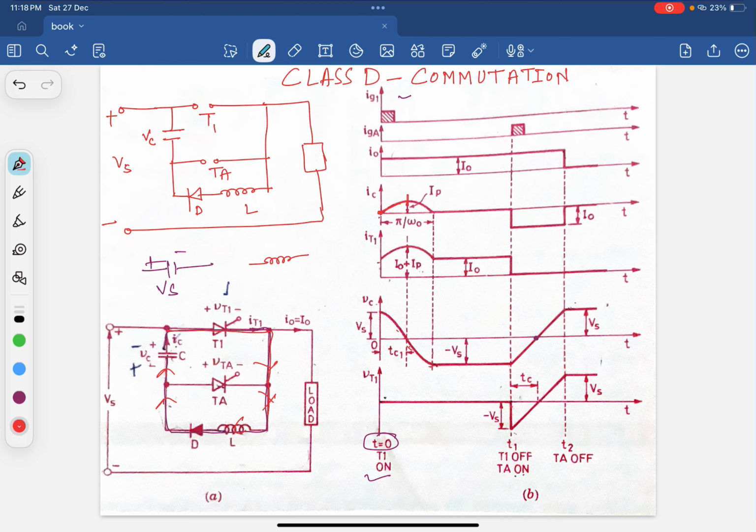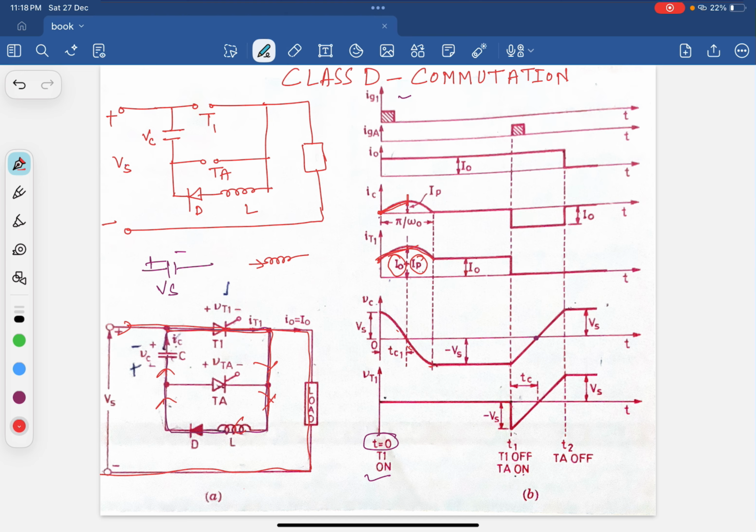This inductor has a property that it does not allow sudden change in the current. So it rises slowly. At the same time, you can see the current through the thyristor. One current is flowing through this, and the load current passes through the load and the return path. So I naught is the load current, and IP is the peak value. Both are passing here.